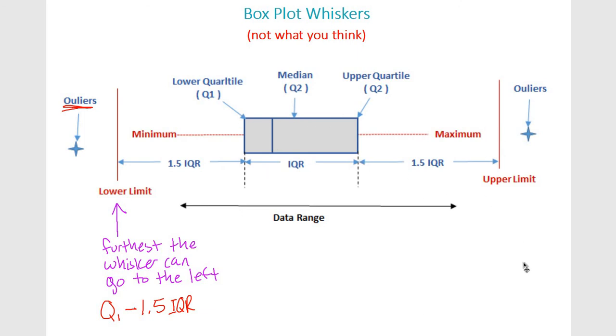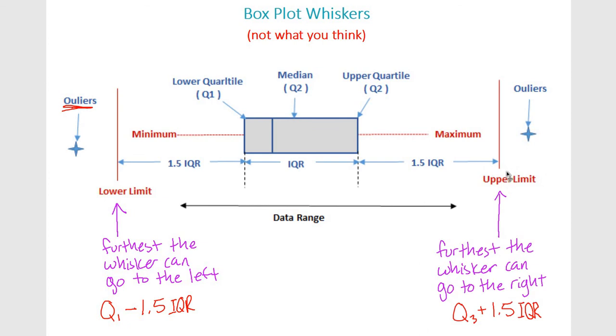Over here, this would be considered your upper limit, the furthest that the whisker can go to the right, so you would take Q3 plus that distance. I don't usually think about it in a formula like this. I like to think of it as just knowing that it's 1.5 times as long as that middle part.